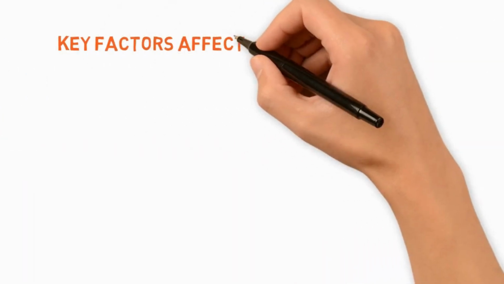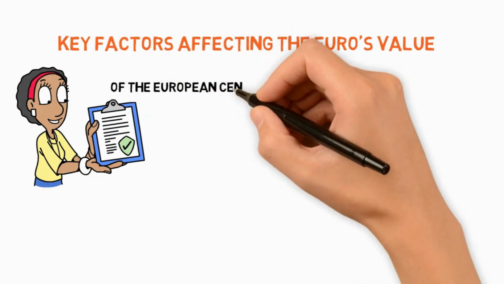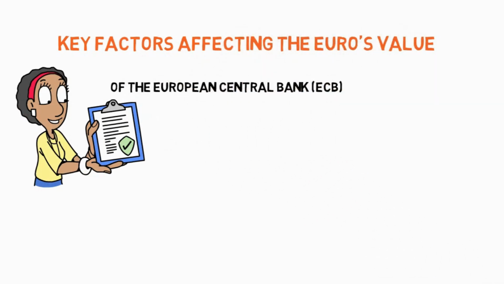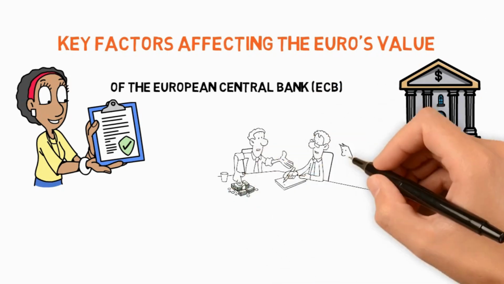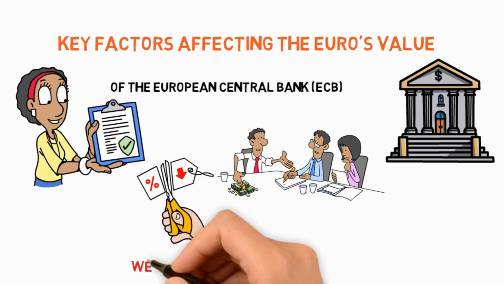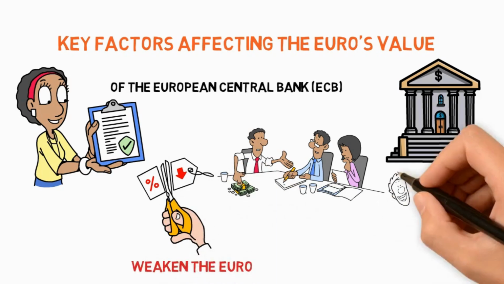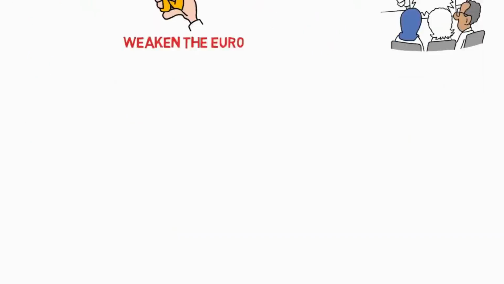Key factors affecting the euro's value. Monetary policy of the European Central Bank, ECB. The ECB sets interest rates and manages the money supply. Rate cuts can weaken the euro, while hikes often strengthen it by attracting investors.